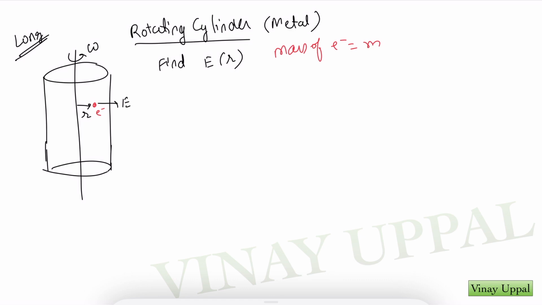So my electric field will be radially outwards. The force will be, of course, inwards, eE. That should be equal to m omega square r. So I'll have a variable electric field here, which is dependent on r.